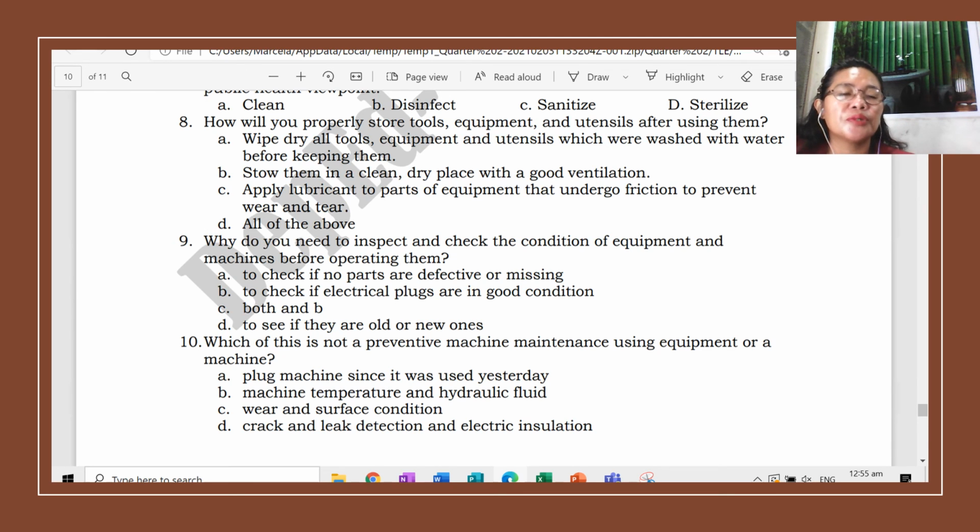Okay, the last number, which is number 10. Which of these is not a preventive machine maintenance using equipment or machine? A. Plug the machine since it was used yesterday. B. Machine temperature and hydraulic fluid. Letter C. Wear and surface condition. Letter D. Crack and leak detection of electrical insulations.